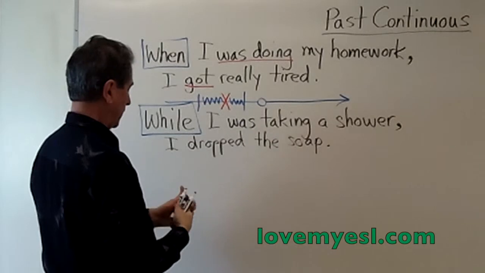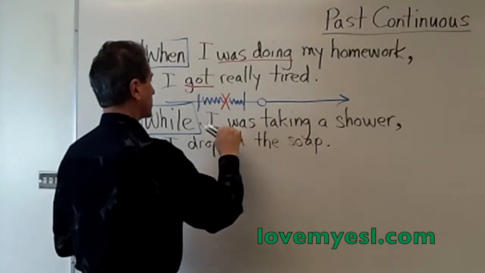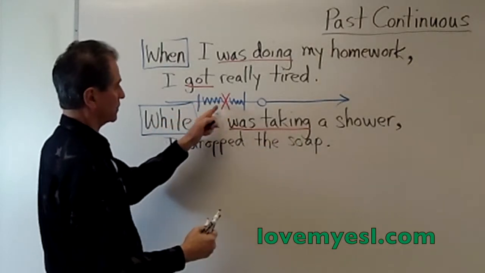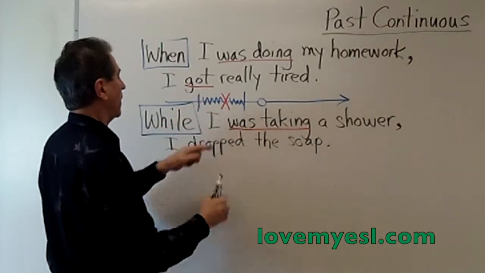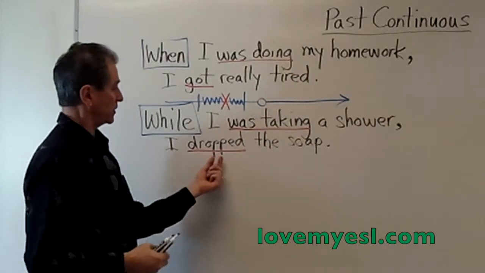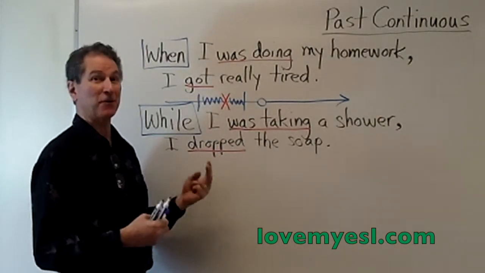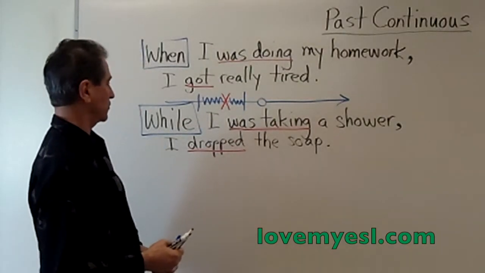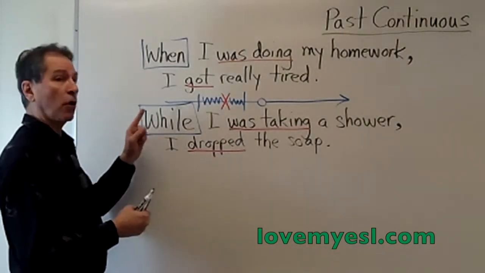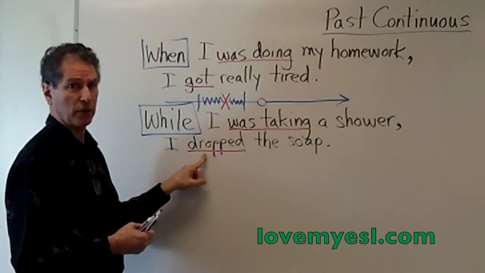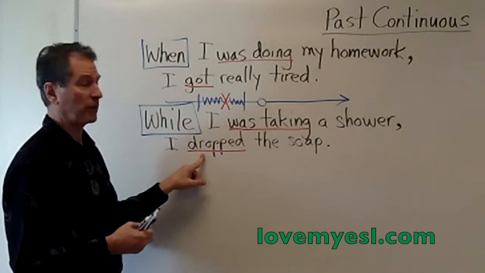Here again, we have was taking, there's my past continuous, that's the long action. I was taking a shower, and then I dropped the soap. Dropped is going to be the simple past. Notice here I have a double P. I also have a lesson on when to double the consonant at the end of a word. That's a double P on dropped. So while is always used before the past continuous. You can't say while I dropped the soap. You cannot use while before a simple past.